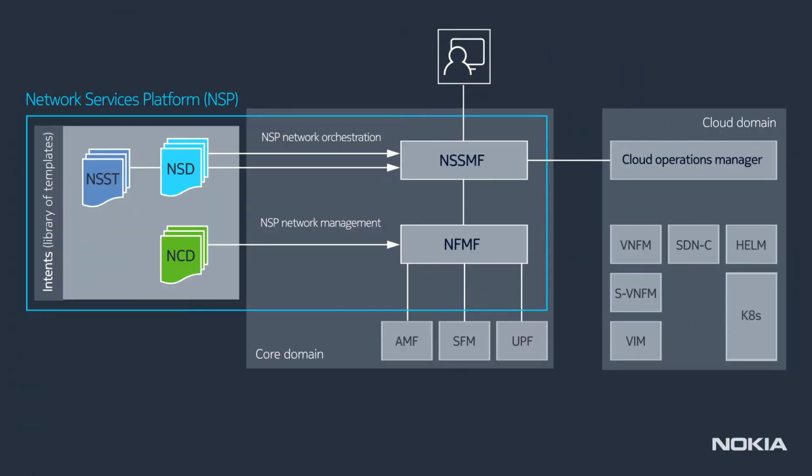The NSP network orchestration intercepts this request to identify what network slice subnet template to use. From this template, the NSP knows what network service descriptors to trigger and it auto-generates inputs to them. The Cloud Operations Manager parses the network service descriptors to deploy the network functions and to connect them.